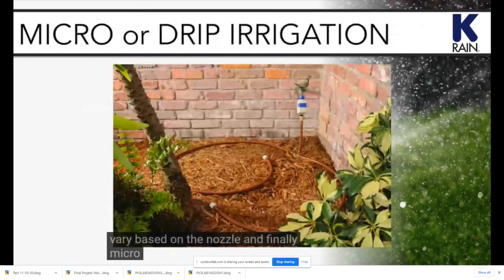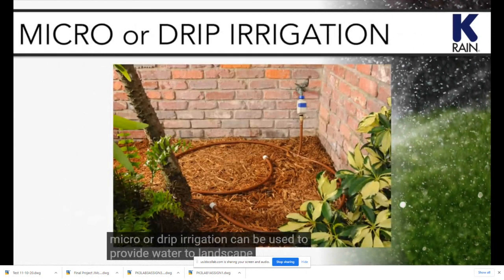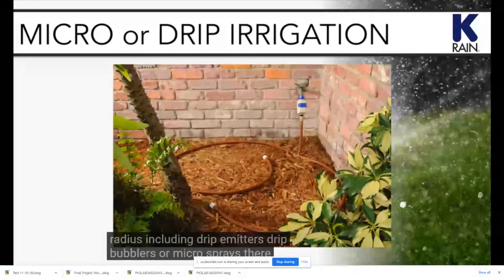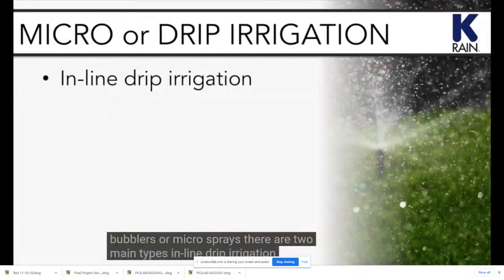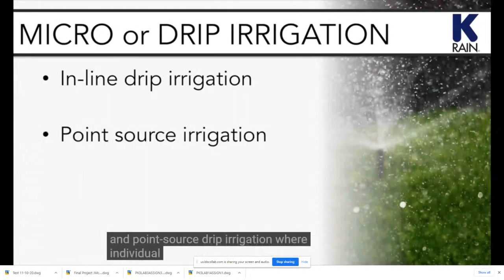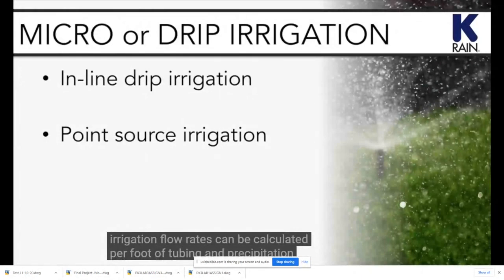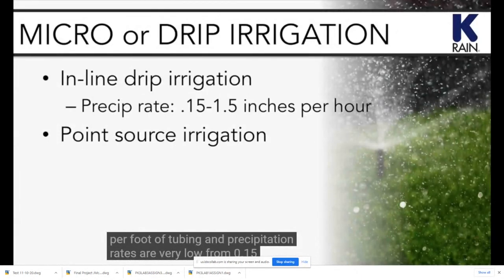And finally, micro or drip irrigation can be used to provide water to landscape beds, ground cover, or sparsely planted areas. This irrigation method relies on the use of many small emitters with a very small radius, including drip emitters, drip bubblers, or microsprays. There are two main types: inline drip irrigation, where the emitters are built into the tubing, and point source drip irrigation, where individual emitters are punched into the tubing by the plant. With inline drip irrigation, flow rates can be calculated per foot of tubing, and precipitation rates are very low, from 0.15 to about 1.5 inches per hour.